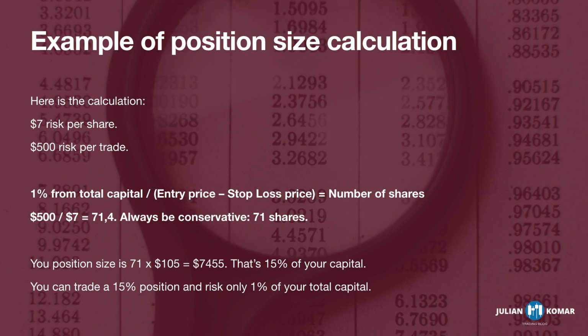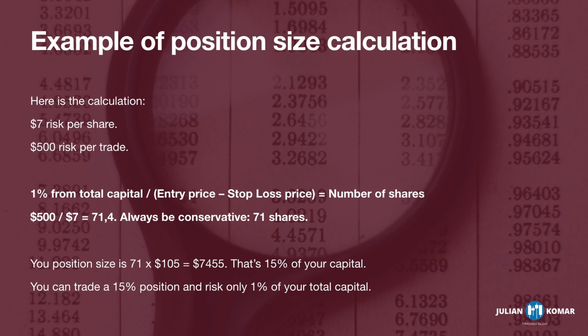And now, just to make sure, you can trade a much larger position. And if you now take the 71 shares and you multiply it with the entry price, so with the 105, you see that your position is 7,455, and that's around 15% of your capital. So 15% from the 50,000 US dollars you have in your account. So, and again, you can trade a 15% position and only risk 1% of your total capital. That's the magic behind it.